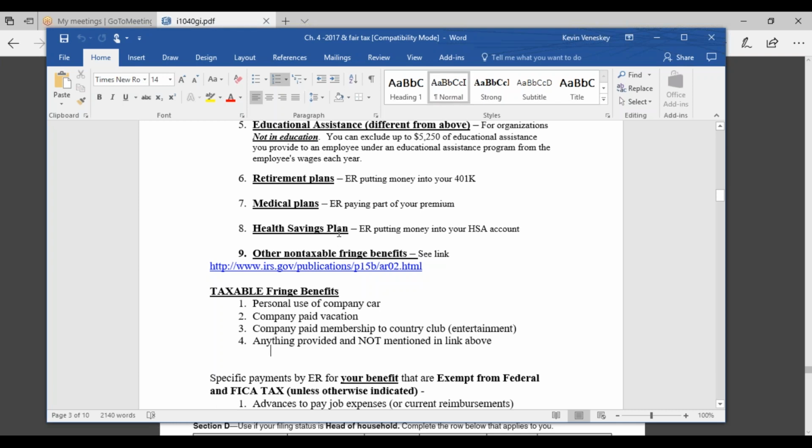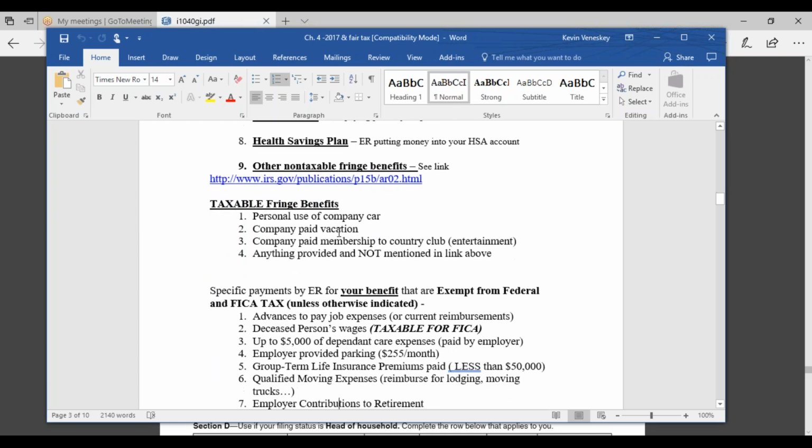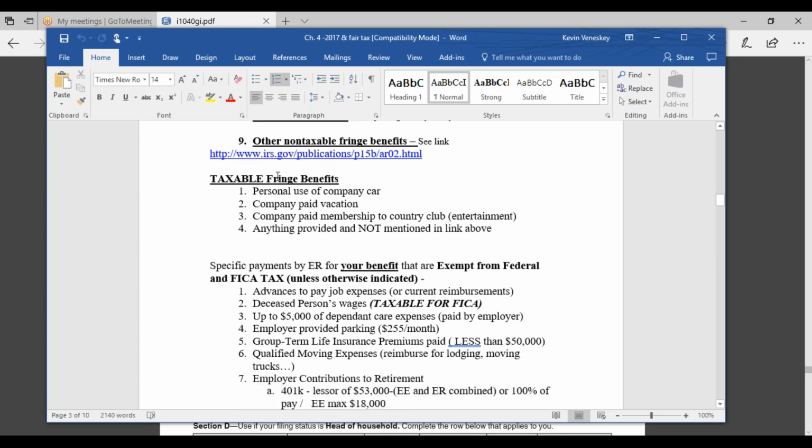Same with health savings plans. If the employer puts money into your health savings account, that's a tax-free benefit, so that's a nice thing as well. Some taxable things that are fringe benefits, but the company will give you, but you still have to pay the tax on it, like if you got that as actual money.